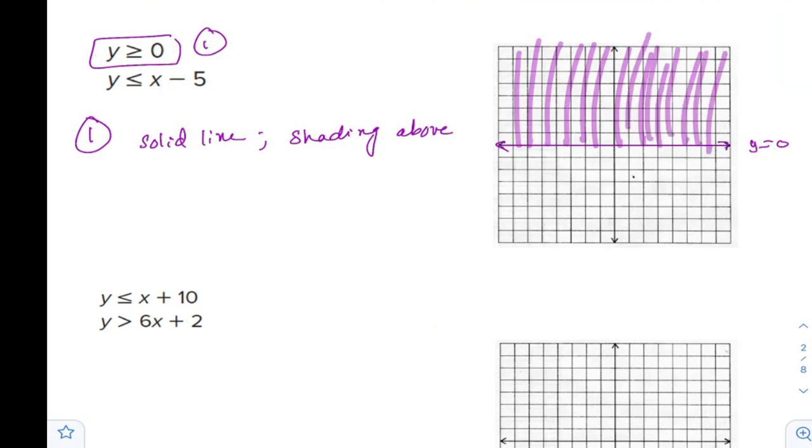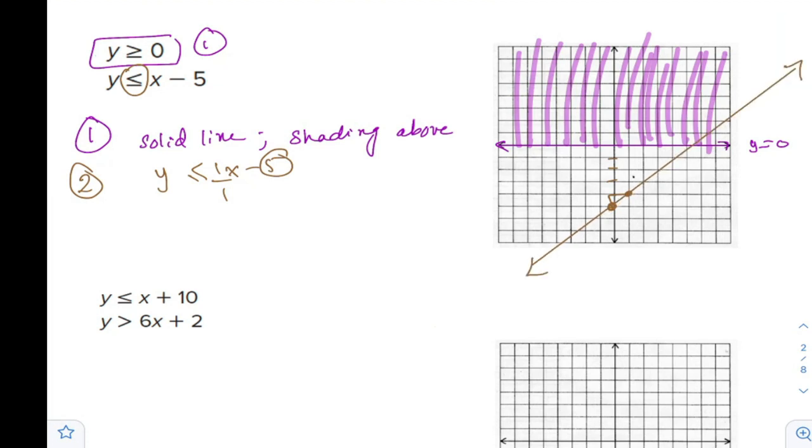Okay, let's move to the second one. Let's choose another color. The second one is y less than or equal to x minus 5. You can also use the slope intercept form if you don't like the table. You can start by the -5 on the y-axis. This is the starting point, the y-intercept. And then you will move up 1, right 1, according to the rise over run. And this will be your line. Before you match, make sure that it's a solid line. And now we will match.